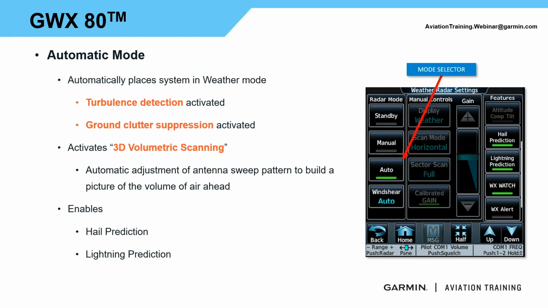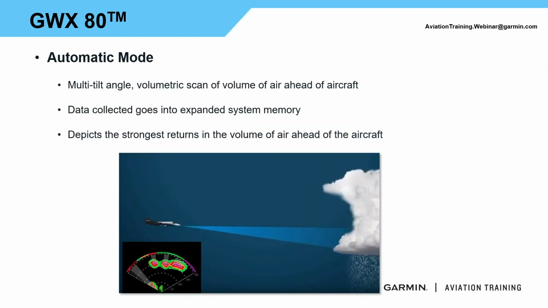Whenever we're using automatic mode, turbulence detection and ground clutter suppression are automatically activated. They kind of have to be to use it. But that auto is the 3D volumetric scanning. The basic training piece behind that is if you're flying in the weather or trying to paint the cells out there, turn on auto mode and leave auto mode on. Now, I would recommend switching to manual mode for practice, to keep your skill up and keep your understanding of the system. But for general operation, we just turn auto mode on and leave it on, let it do its thing. So that's multi-tilt data collection, displaying the strongest returns in the volume of air that's ahead of you.